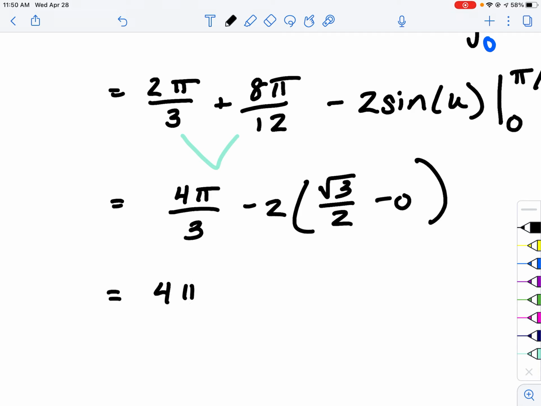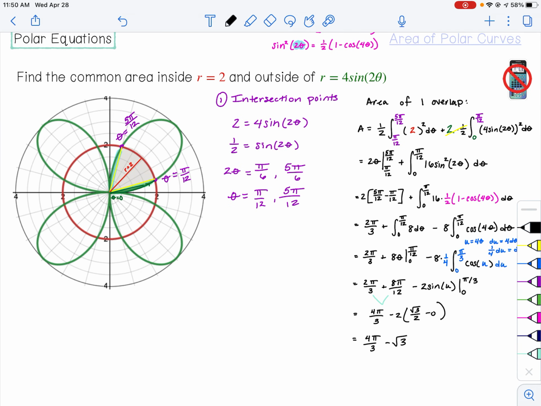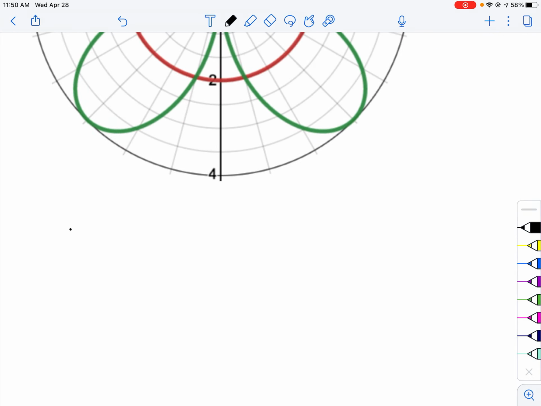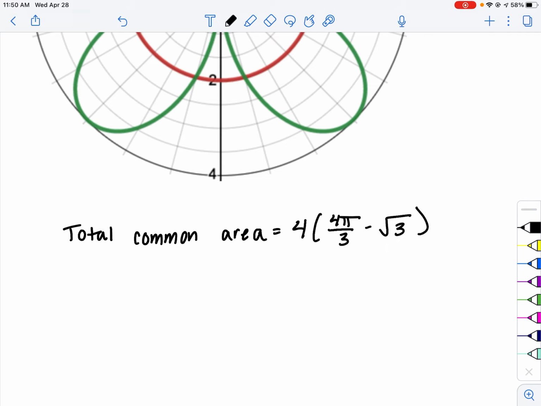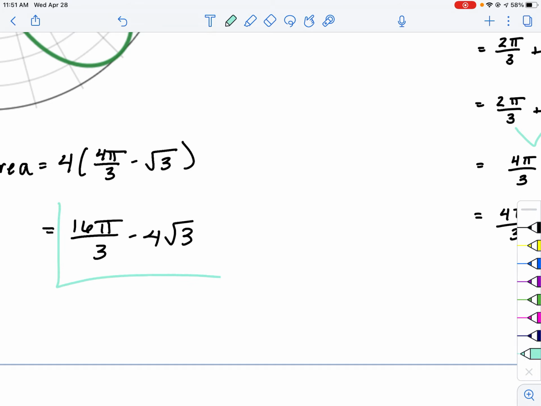So our overlapping for one region, so the one in the first quadrant, is going to be 4 pi over 3 minus root 3. Right, so a lot of work. We just found the area of that one shaded in region, and now we want the total common area. So the total overlap is going to be 4 of those. So we're going to do 4 times 4 pi over 3 minus root 3. So we're going to get 16 pi over 3 minus 4 root 3 as our final answer there.